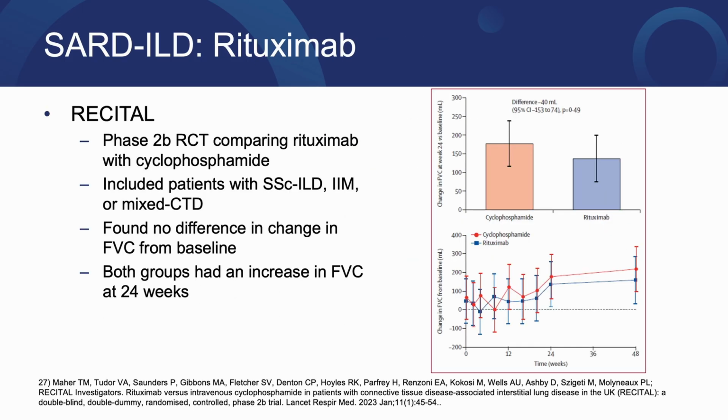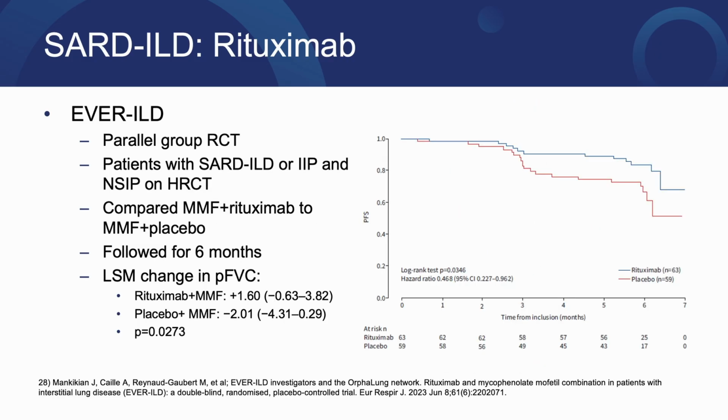Rituximab, this is a phase 2 randomized controlled trial looking at rituximab with cyclophosphamide together. They looked at patients with different types of autoimmune-related lung diseases with interstitial process. They found no difference in the change of their forced vital capacity from baseline. Both patients actually had an improvement in their FVC at 24 weeks, so they were efficacious there, non-superior to each other.